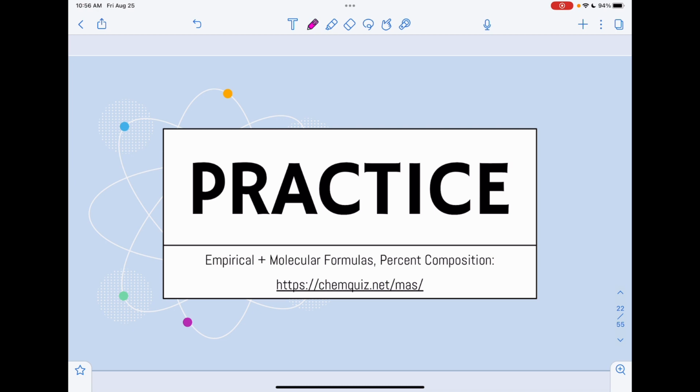Okay, additional practice, if you're looking for some online additional practice for empirical and molecular formulas and percent composition, you can follow this link to chemquiz.net. The next couple of pages in your packet are going to have some multiple choice and free response questions that you should work through.